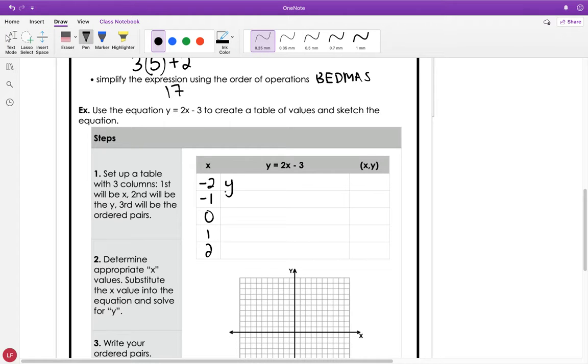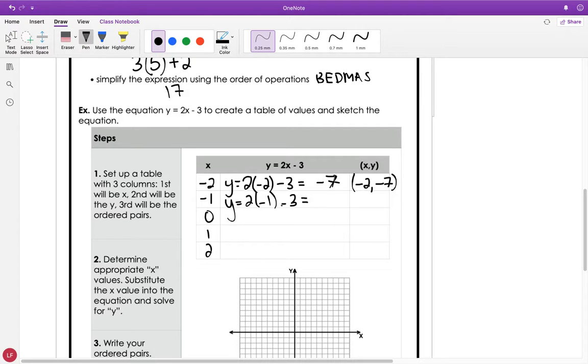So the way I like to show my work is I'm going to go y equals 2 bracket -2 minus 3. And we know 2 times 2 is 4, and when you have a negative times a positive, it's going to be negative. So we have -4, and then you subtract 3 is -7. And then the coordinates, so this is x and this is y, so the coordinates are going to be (-2, -7). And we're going to keep working through these questions, doing the same thing, replacing the x with the bracket of the number we've chosen.